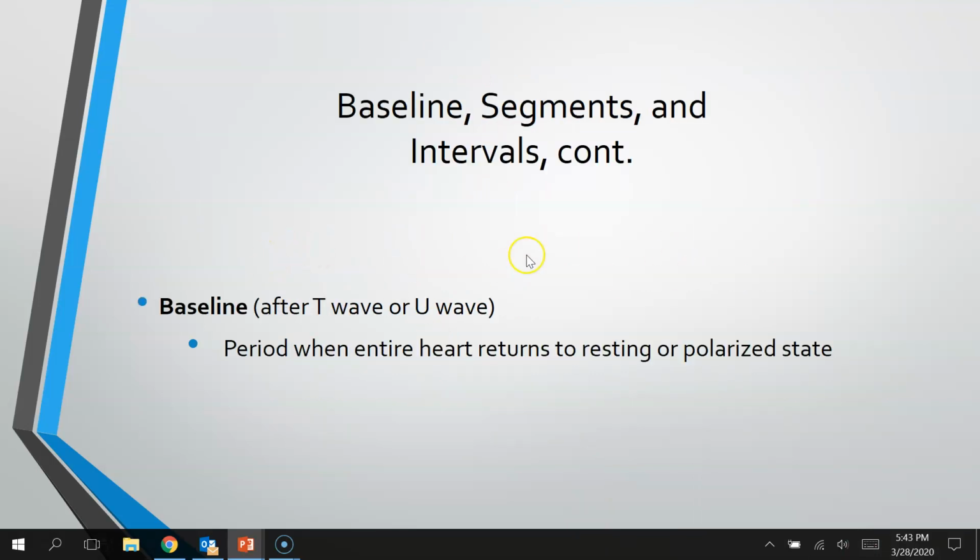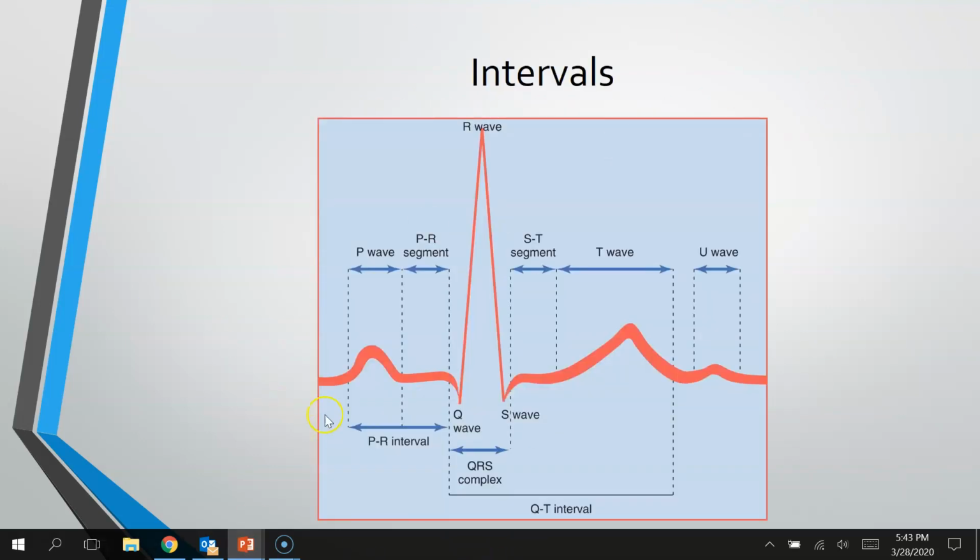We then have the baseline, that's after the T or U wave, and that's that short period of time when the heart returns to normal and is resting. Now, the faster our heart rate is, the shorter that baseline will be. So again, we see the PR interval here. We see the QT interval here. Here's our ST segment. Here's our PR segment. And then we have our P wave, our QRS, our T, and possibly the U.